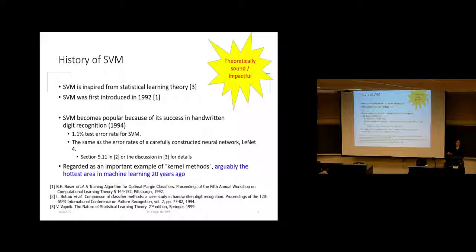SVM is, like I said, a very statistical learning theory grounded design. It was first introduced in the early 1990s, and SVM became very popular because of its success in handwritten digit recognition in 1994. So you might feel, wow, such a bad result for now, but at that time, it was a true breakthrough. It beat LeNet, which was one of the older multi-layer perceptrons. It did better very solidly on this smaller data set. We think it's small now, but it was the largest data set at that time.